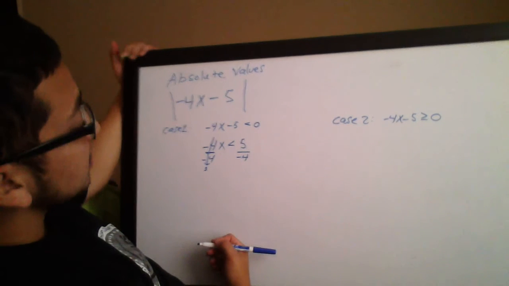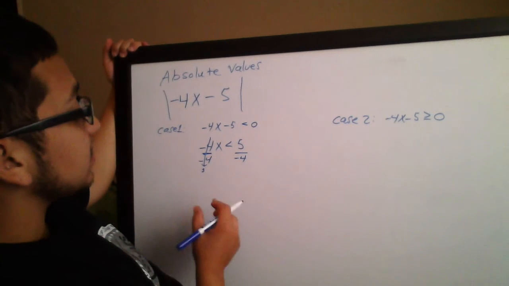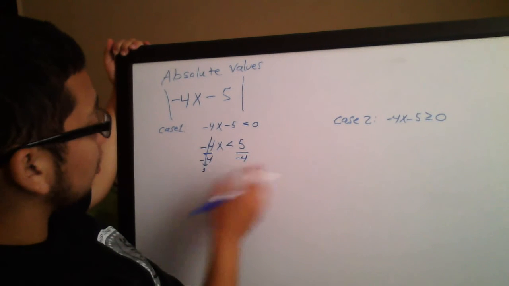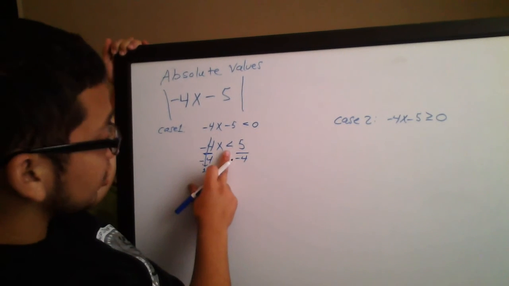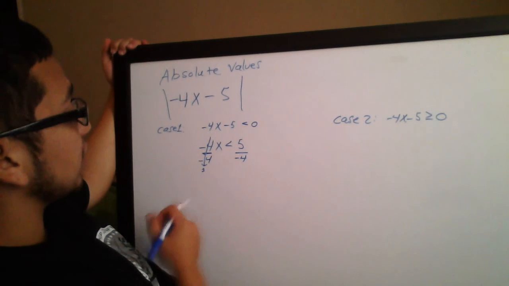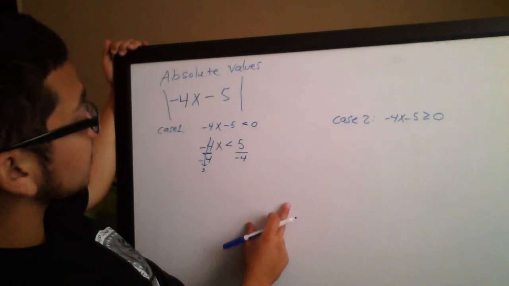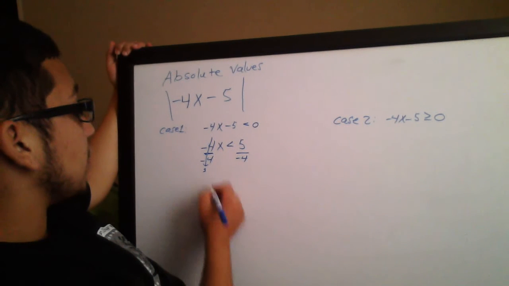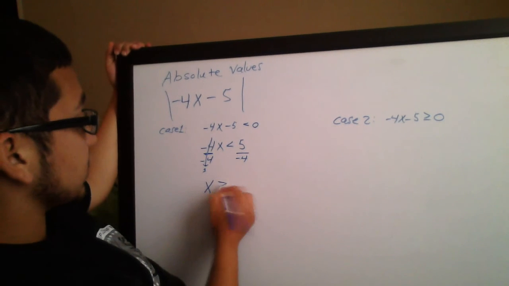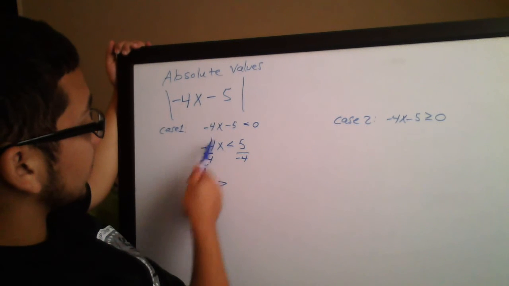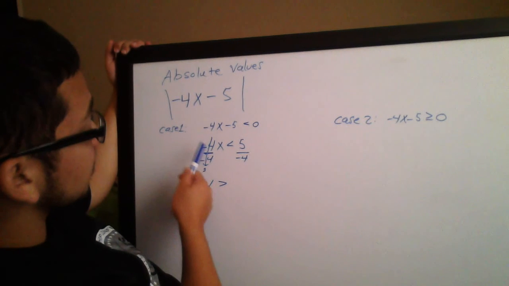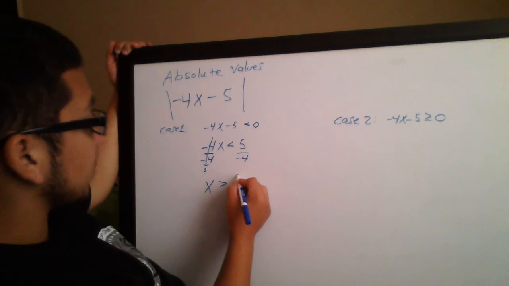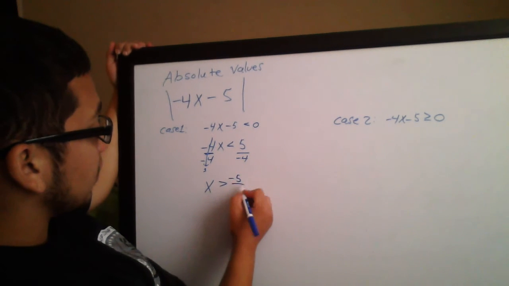Thing is, whenever I'm dividing by a negative, and I have an inequality here, this less than term, I have to flip the sign when I'm dividing by a negative to the other side. I have to flip it when I do that. So I would have x is greater than, so I flip the sign because I divided by a negative constant in front of the x, negative 5 over 4.